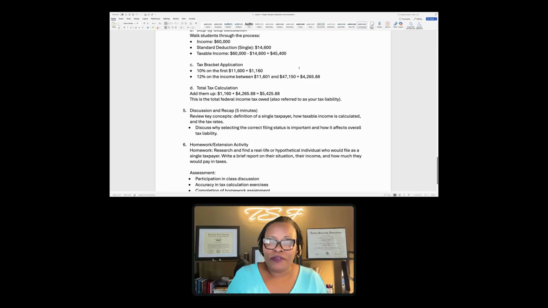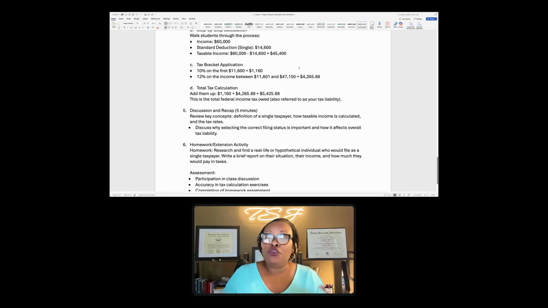And then there's a 12% tax on the income between that 11,601 and the 40,150. Okay. So what you do is you take the difference between that 47,150 and the 11,601, and that difference comes out to be about 35,000 some dollars, right? And then you apply 12% tax on that $35,000 amount, the difference between the 47,150 and the 11,601. That tax would be $4,265.88. All right.